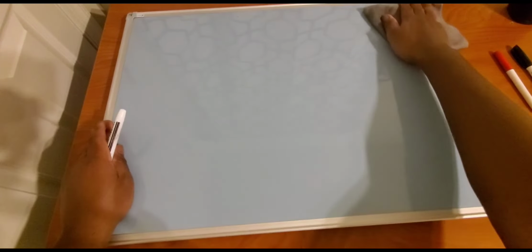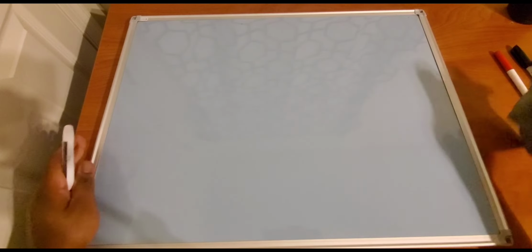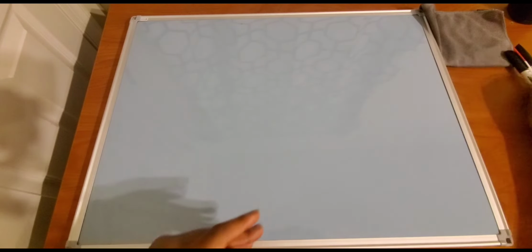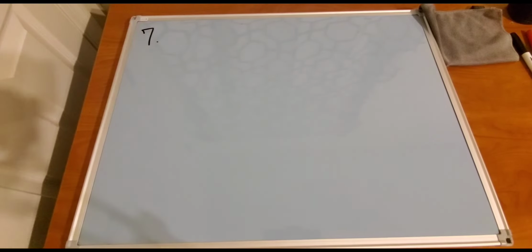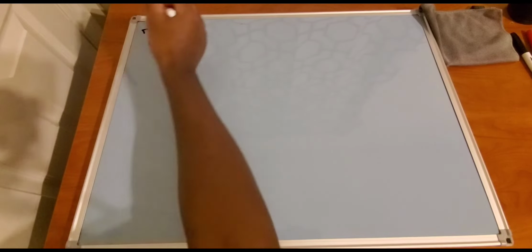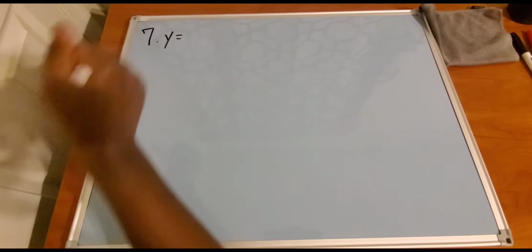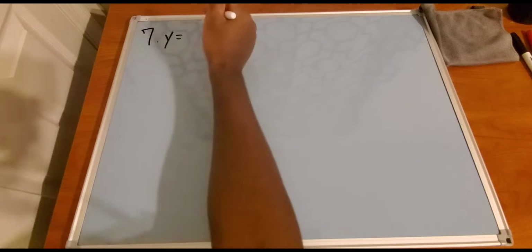So my marker is getting a little bit faint, so I'm going to go ahead and pull out a spare. So for question number 7, we have y is equal to x squared minus 25.